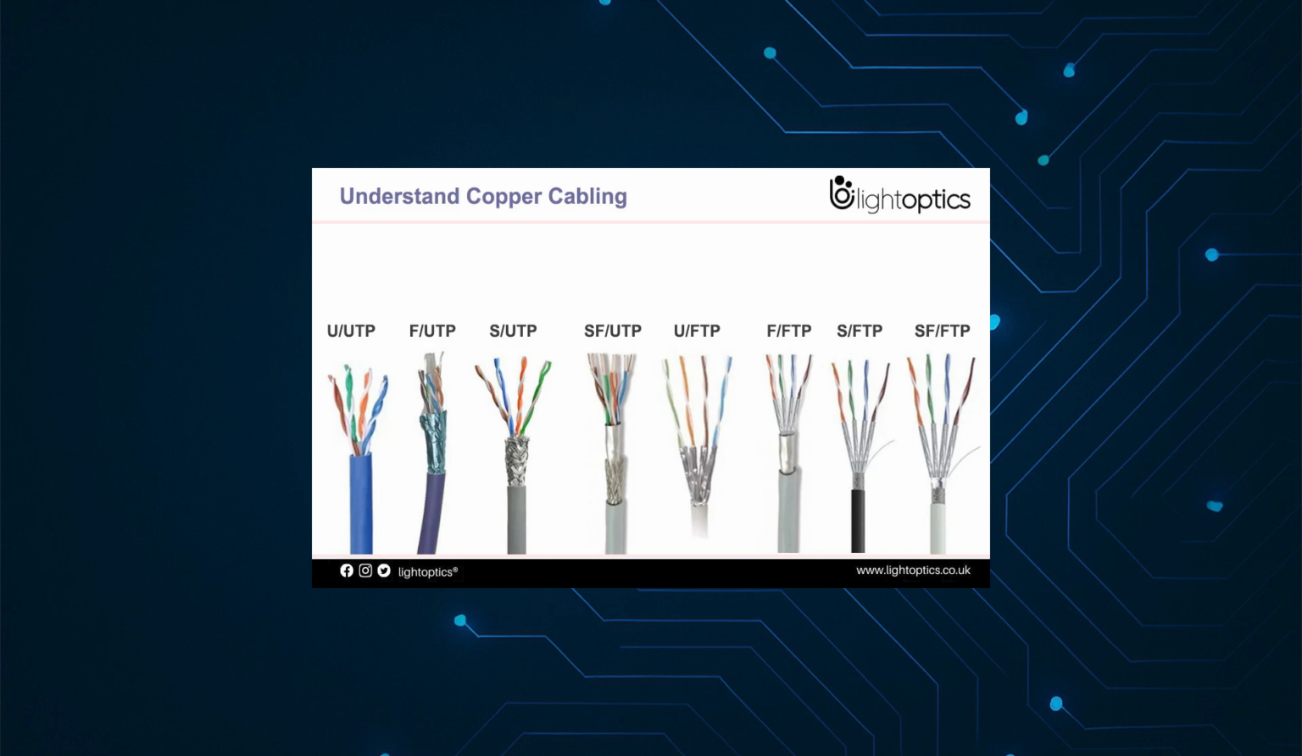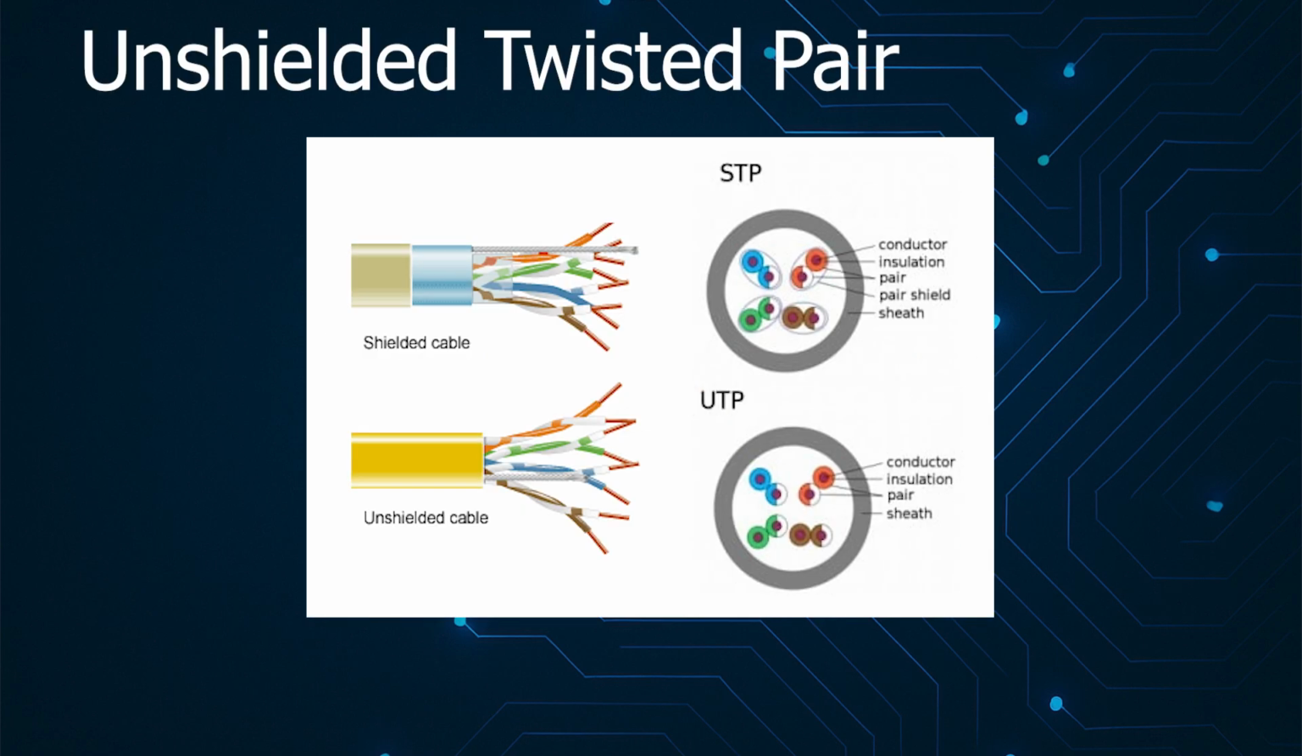But let's talk about shielded and unshielded. There are also different types of shielded twisted pairs, but we'll get into that in a different video. UTP stands for unshielded twisted pair. This is the most common. It's flexible, cheap, and sufficient for most home and office networks.